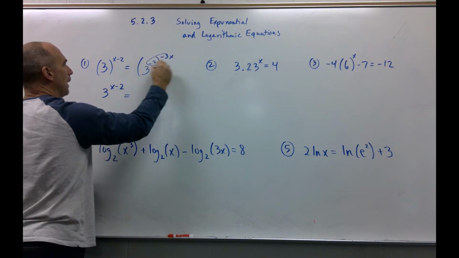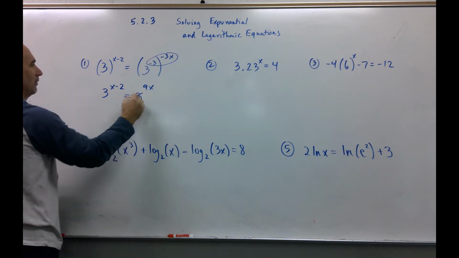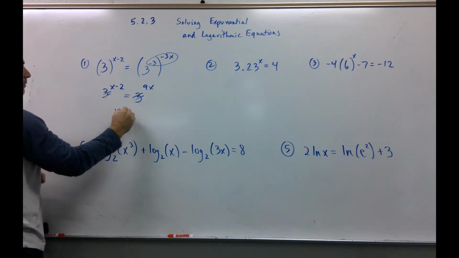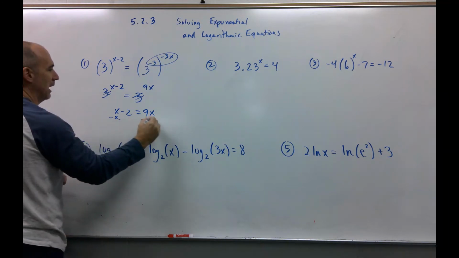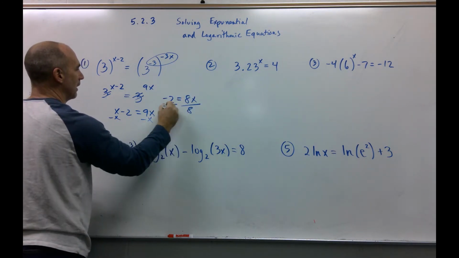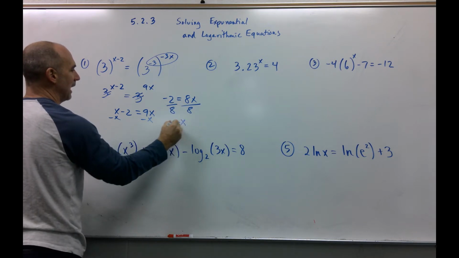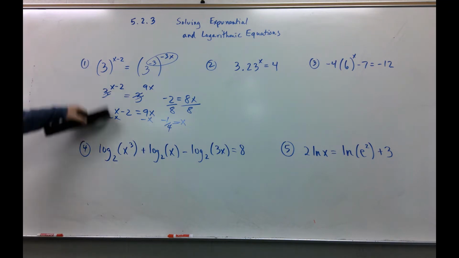Power to a power you multiply. So I get positive 9x. These disappear, so I get x minus 2 equals 9x. Subtract x, I get negative 2 equals 8x, divide by 8, divide by 8, you can see x equals negative 1/4. So that's that one.